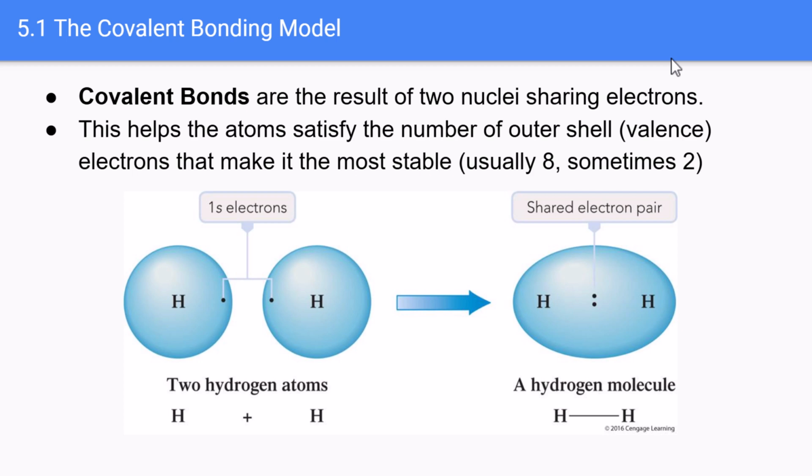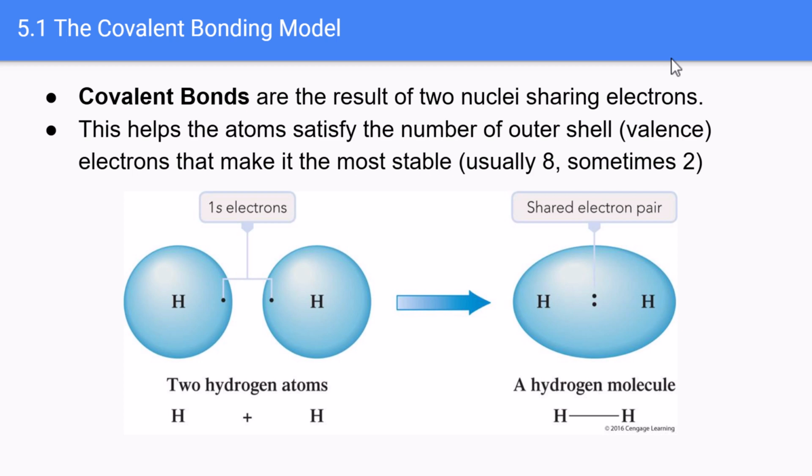And the whole goal of this, if we go back to what we talked about with ionic bonding, is to satisfy the number of outer shell electrons that make it the most stable. We go back to that octet rule. Most of the time this is 8, sometimes it is 2. So if I take a look at two hydrogen atoms here, hydrogen wants to satisfy what's called the duet rule, which is a little bit different than the octet rule. That is, hydrogen wants to have 2 electrons in its outer shell, not 8.